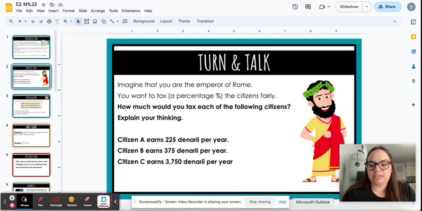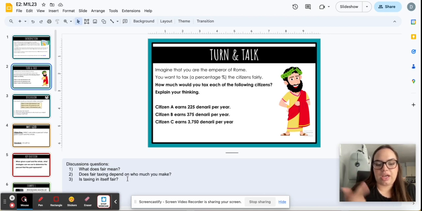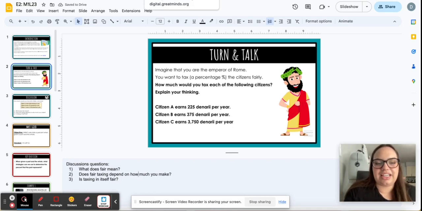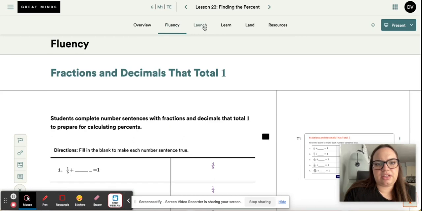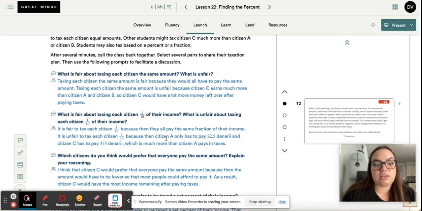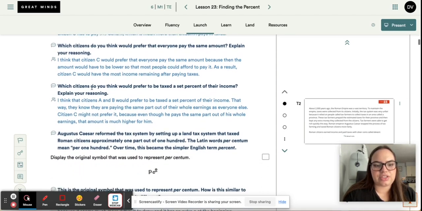However, I think it would be helpful for students to have some discussion questions just to guide their thinking. What does fair mean? Does fair taxing depend on how much you make? And is taxing in itself fair? Just getting them talking. I like how Eureka does have a little bit of some discussion questions presented. So this is the launch that I'm talking about, and that launch is the intro to my lesson. So here there are some questions that you can definitely ask students.